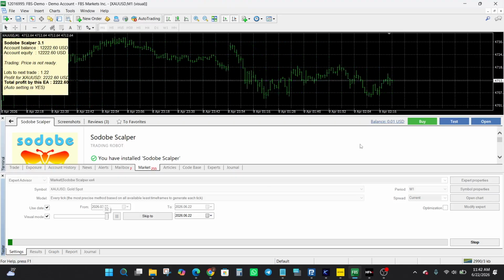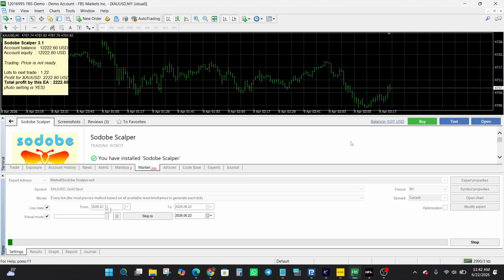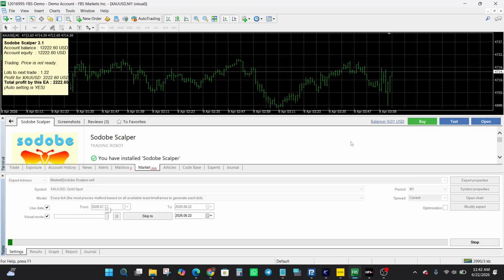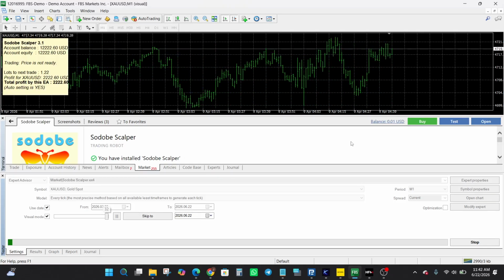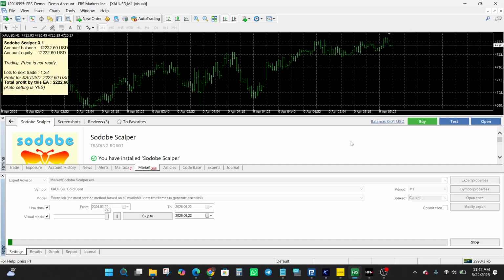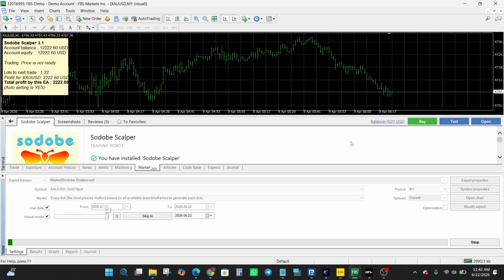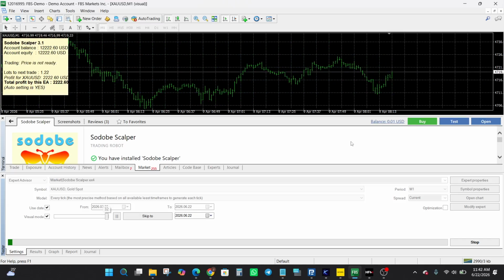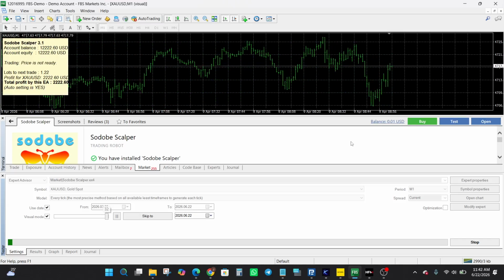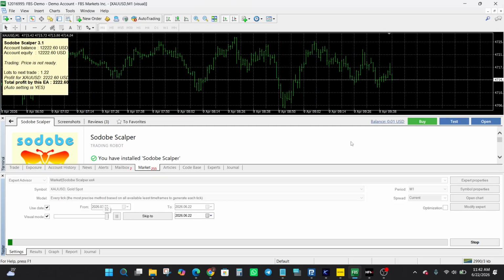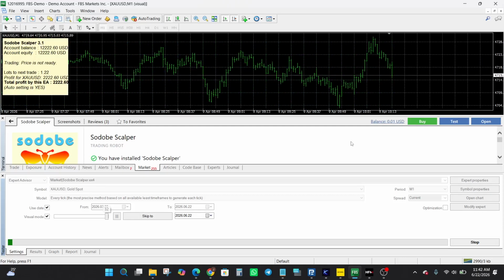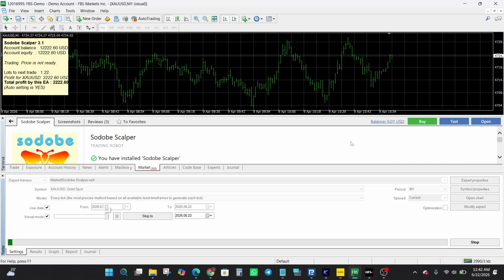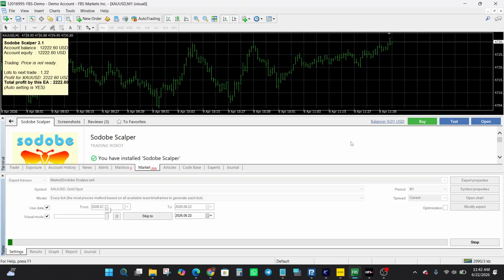Overall, the Sodobe Scalper EA for MT4 is positioned as a gold-focused automated scalping system with ATR-based trade management, automatic lot sizing, and a relatively short average holding period. The developer provides extensive recommendations regarding setup and risk management, but as always, independent testing remains essential before considering any live deployment. So that's my review of Sodobe Scalper EA for MT4.